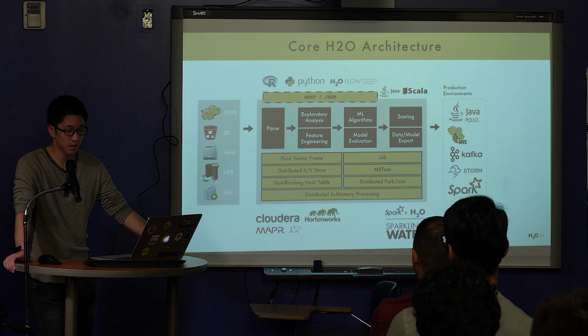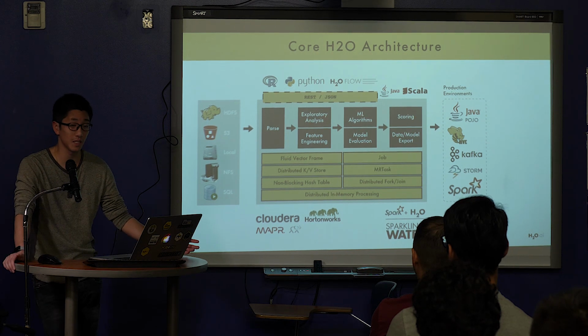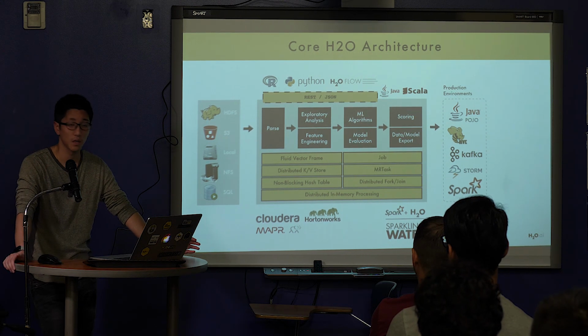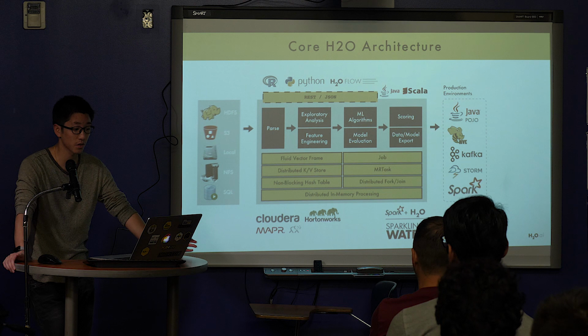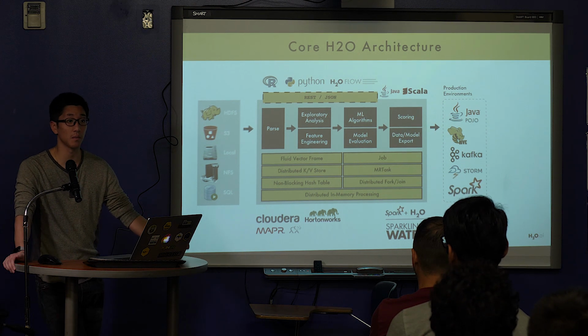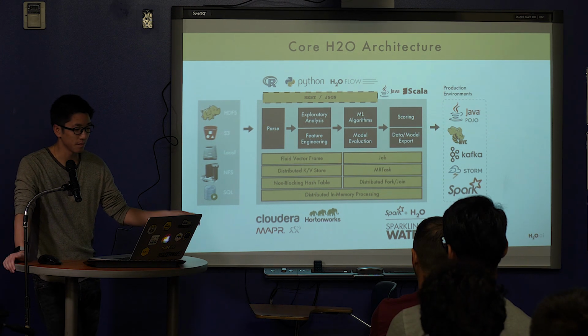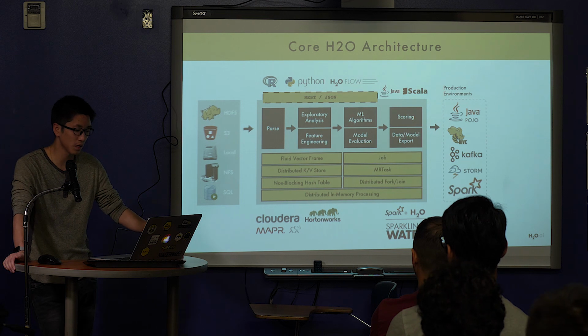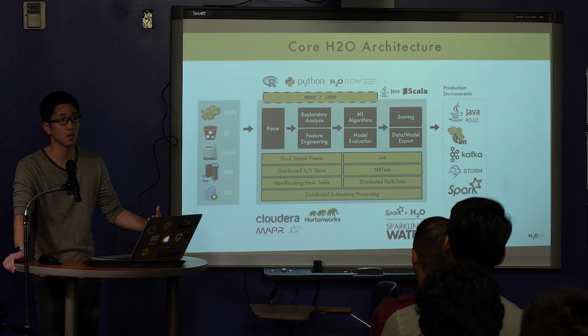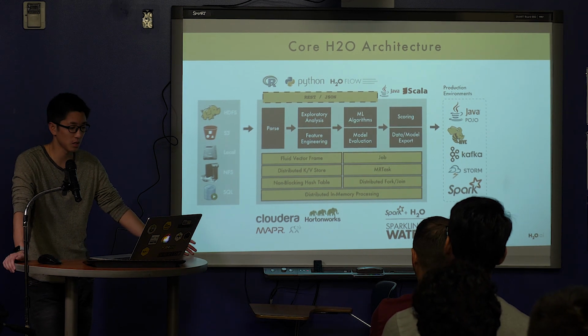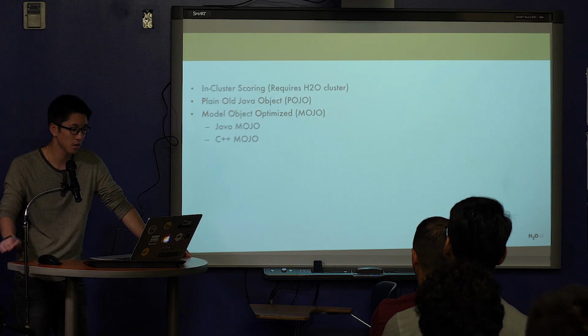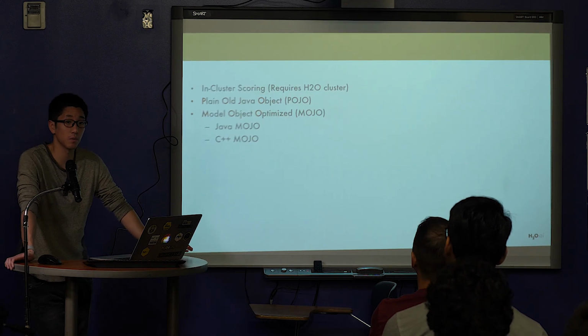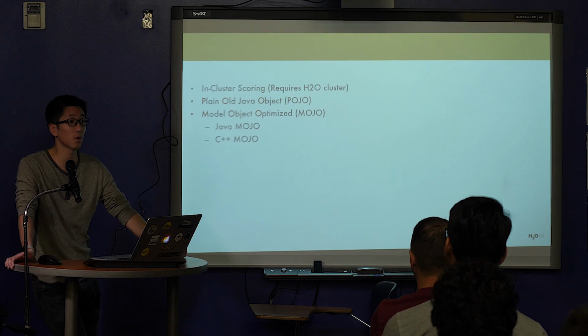Inside H2O, you can parse the data. You can do some EDA. You can even plot or do some feature engineering. And finally, you can create the models. And then you can export those models into the aforementioned MOJO or POJO, which is how you would be able to deploy them into your infrastructure.